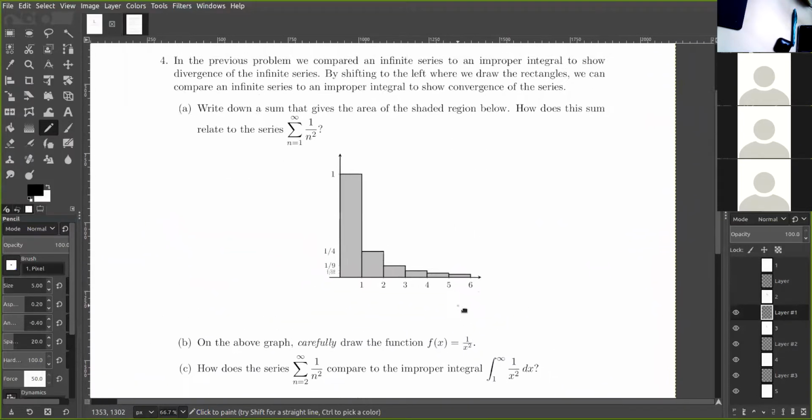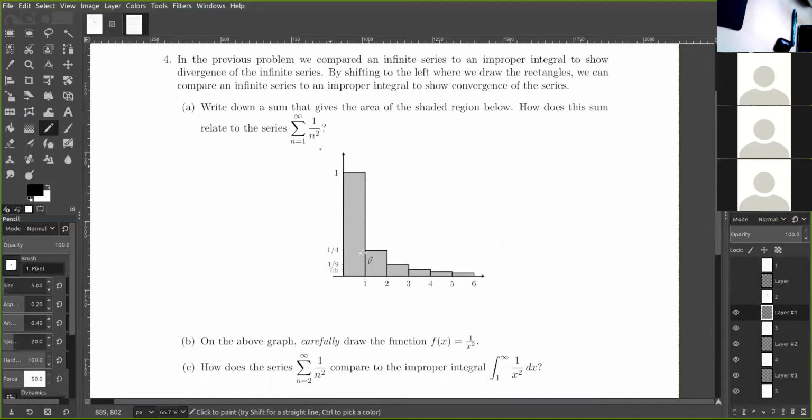And so likewise, we want to do the same thing with now 1 over n squared. But look how they drew it. They actually drew it a little bit different. They shifted it over. So instead of starting at 1 and going right, they started at sort of 0 and went off to 1. How is that going to change this for us?